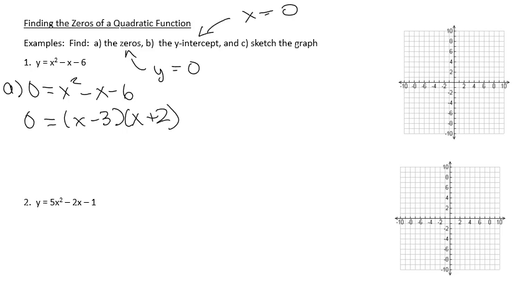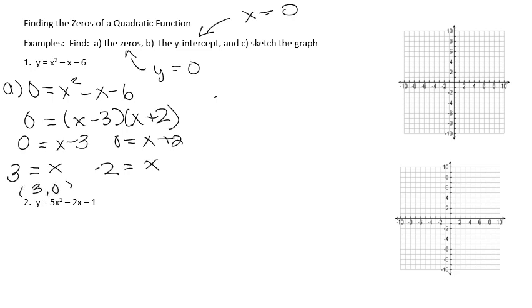I have the product of two terms on this side. That means one of the two factors must be 0. I can continue solving for x. Then I have two smaller equations there to solve. And I'll get x is 3 and x is -2, which gives me, those are the x-intercepts. I could write them as ordered pairs, the ordered pair (3, 0), and the ordered pair (-2, 0).